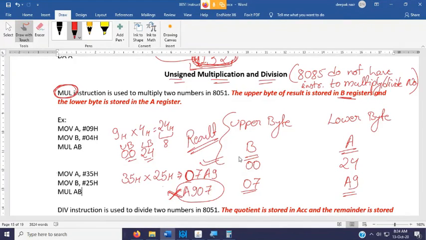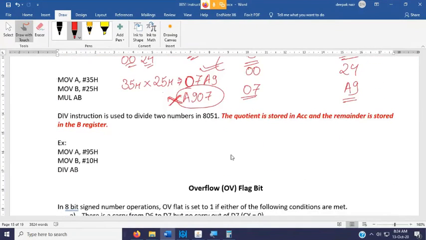Now coming to the next instruction, which is division. So how can we divide two numbers in 8051? By using the command div. So div command divides two numbers. Okay, remember the quotient is stored in the accumulator and the remainder is stored in the B register. So B register gets the remainder, and accumulator gets the quotient.